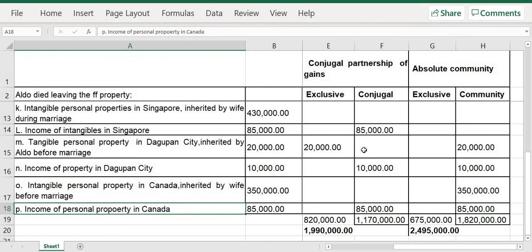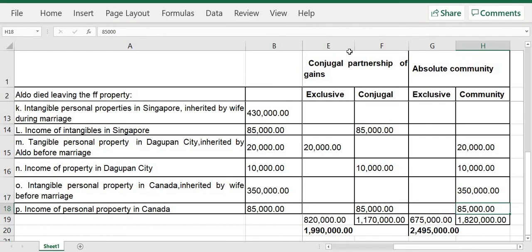Again, under conjugal partnership of gains, all the fruits of exclusive and conjugal properties shall be considered to be conjugal property of the spouses. Ayan. Under absolute community of property, the fruit follows principal. The principal is community, and the fruit is also community.